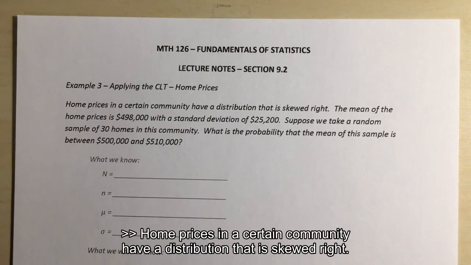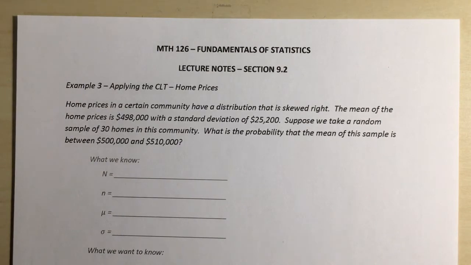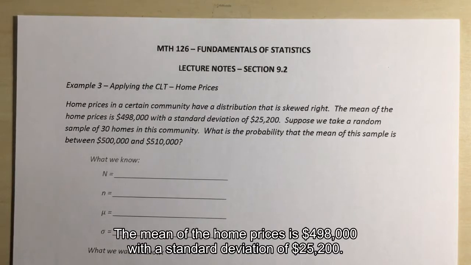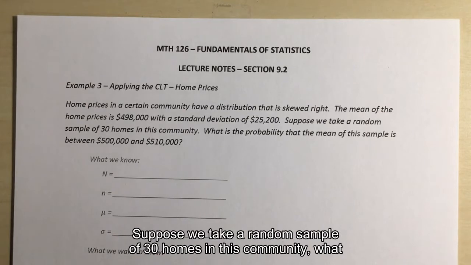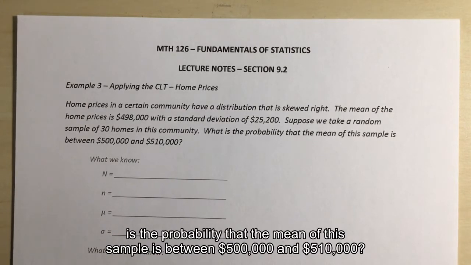Home prices in a certain community have a distribution that is skewed right. The mean of the home prices is 498,000 with a standard deviation of 25,200. Suppose we take a random sample of 30 homes in this community. What is the probability that the mean of this sample is between 500,000 and 510,000?